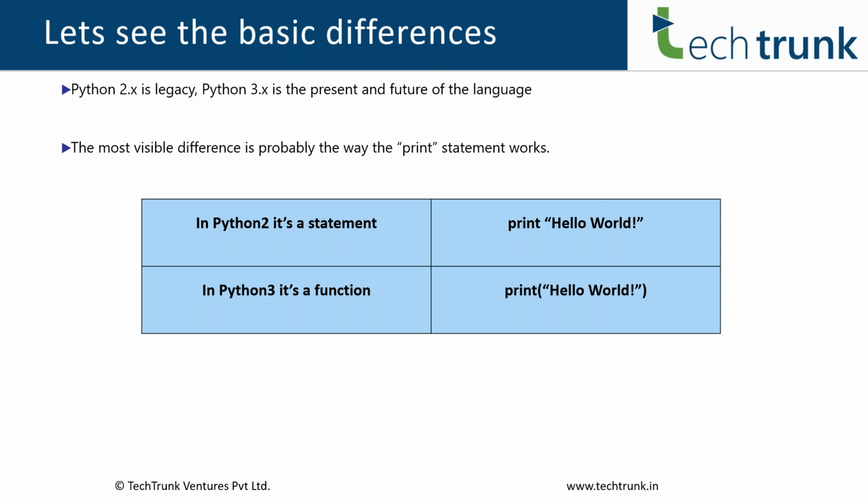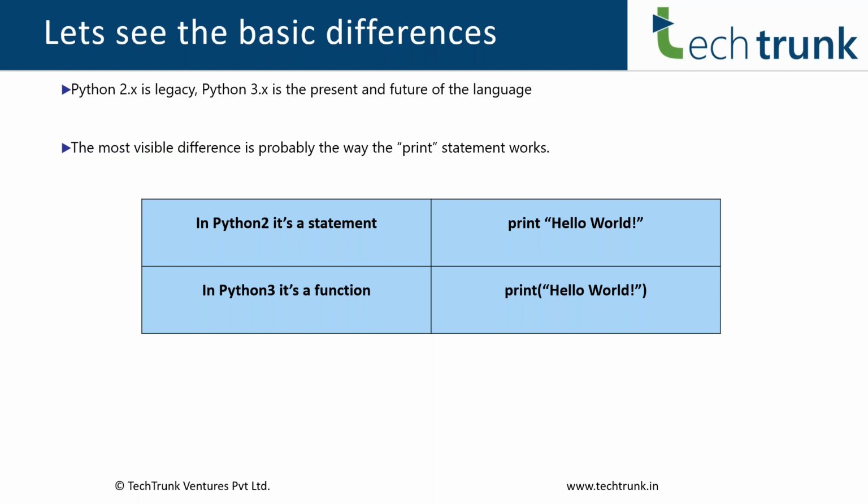One of the differences you can find is print. In Python 2, print is not a function, it's a statement, so you don't use brackets while printing anything. In Python 3, you need to use brackets. Brackets are a necessity. It's a function in which you pass some argument. So in Python 3, print is a function; in Python 2, it's a simple statement. That's one of the differences, right?